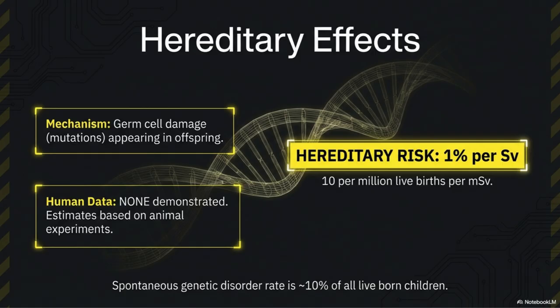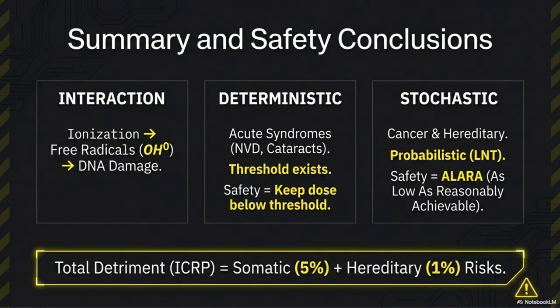Hereditary effects result from damage to germ cells. No direct human evidence exists, but animal data suggests a risk of about 1% per sievert. This reinforces strict dose control in reproductive age patients.